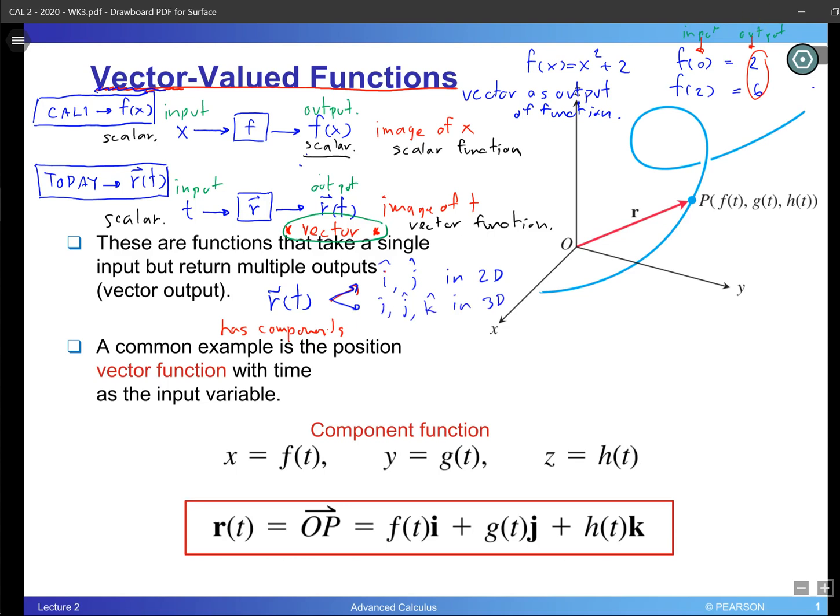Alright. And not just that. What is important about this vector R of t is that it has components that depend on t. Right? So add more comments here: has components that depend on t. Very important. It means that if you feed in different values of t, then the components are going to be different, and you are going to get different vectors. And that's why we need to display these vector functions as what you can see in this box down here.